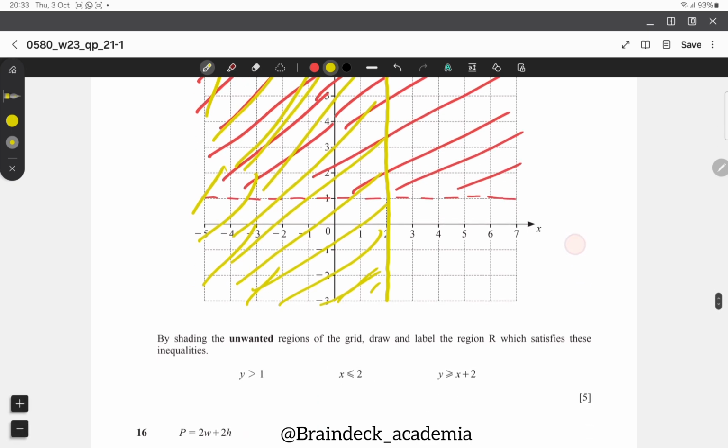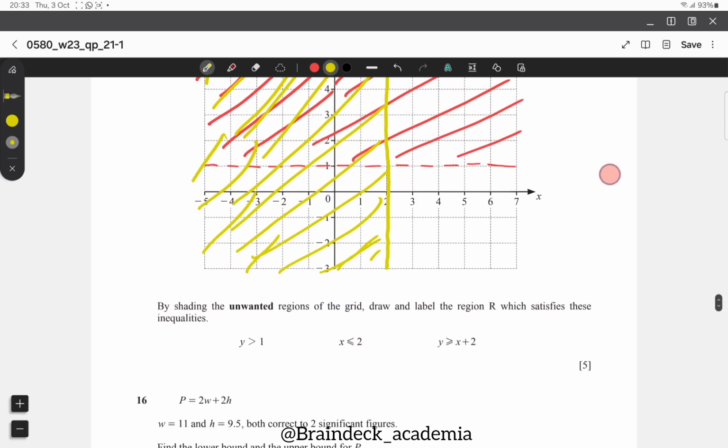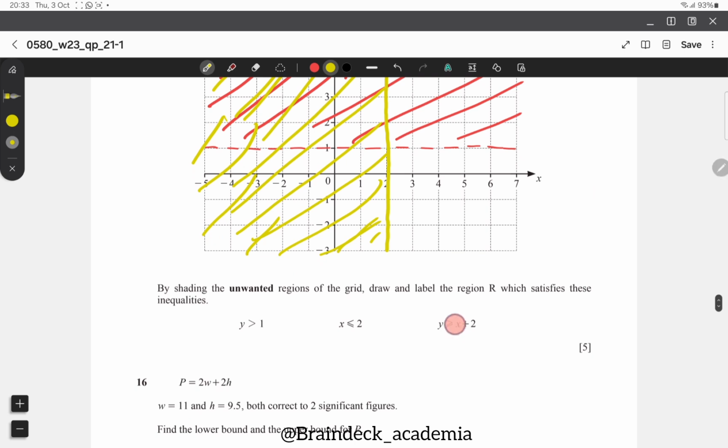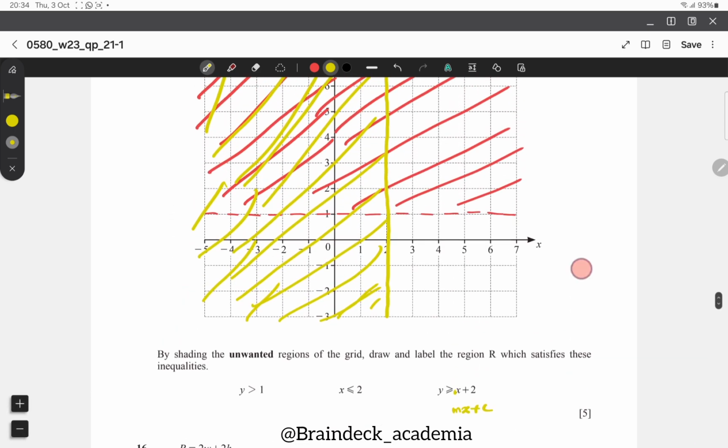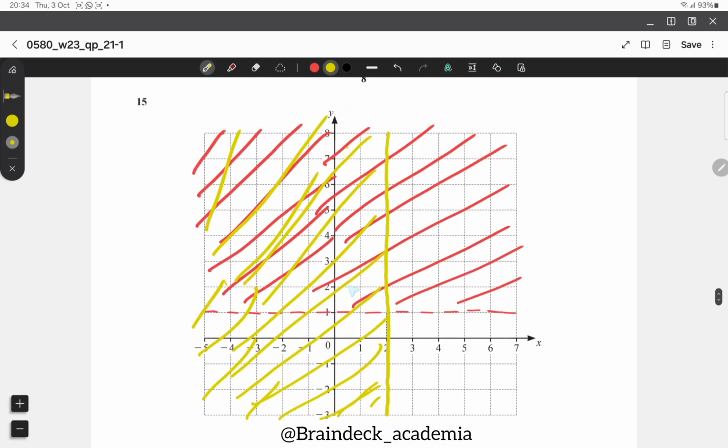Then the other one says y is greater than or equal to x plus 2. In the form mx plus c, the gradient is 1 and the intercept is 2. So on the y-axis you mark 2, the intercept. The gradient is 1, so 1 rise, then 1 run. So this is our second point. Let me use black to indicate the third line. We're going to join that together. So that will definitely fall somewhere around here.